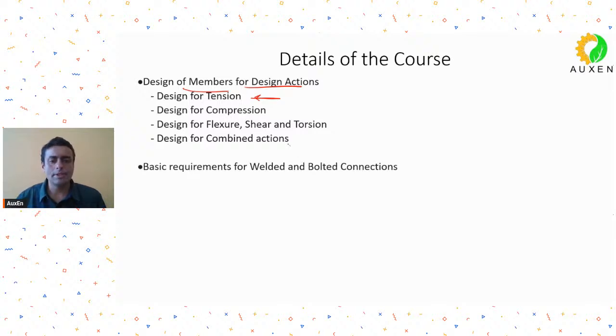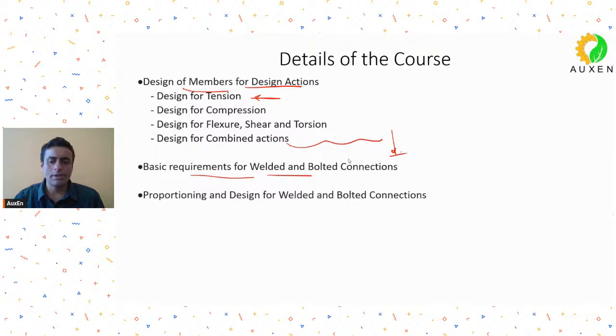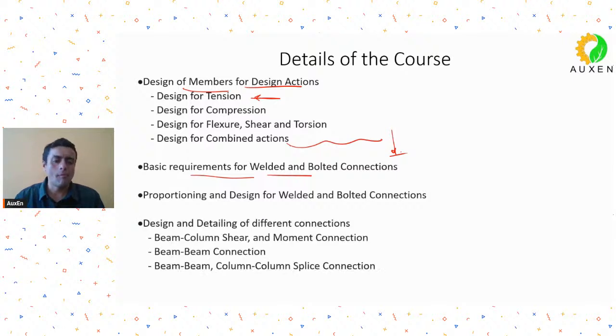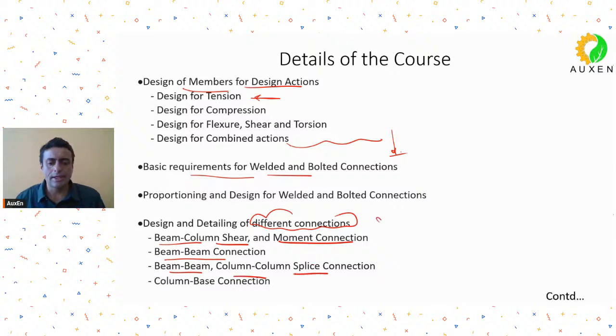Then once we are done with the member design, we will go to the connection design. Connection design, I think, is covered in chapter J of AISC 360. So we'll begin with the basic requirements for welded and bolted connections. Then we will discuss the proportioning and design for welded and bolted connections, and then we will go through some important connections, which are, let's say, beam to column shear connection, beam to column moment connection, beam to beam connection, beam to beam and column to column splice connection, and column base plate connection. So all these connections we will cover.